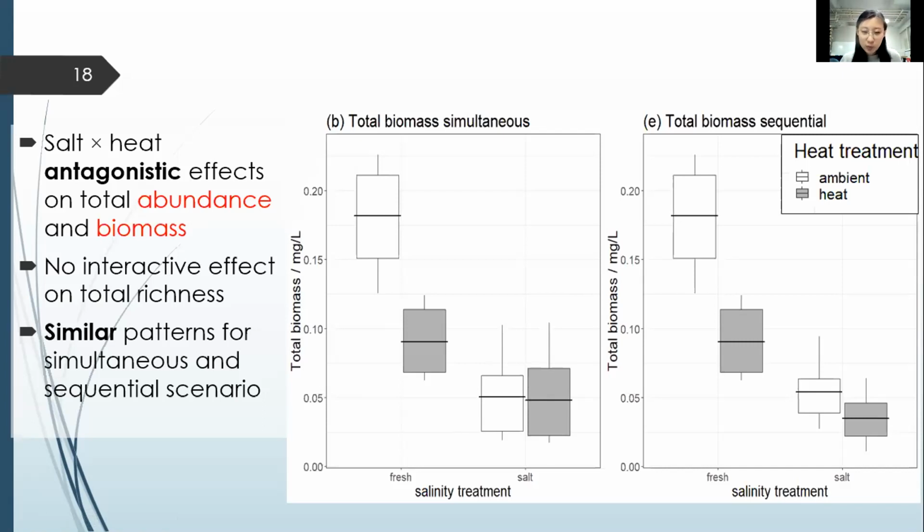And actually, before the experiments, we were expecting that when the two stressors were decoupled in time, the individuals would start to recover when the first stressor was removed. So the effect would be different from our simultaneous scenario. However, we didn't see that. And it's possible that although the two stressors were not applied at the same time in the sequential scenario, heating was started immediately after the removal of the salt treatment. So we didn't really give the community enough recovery time, and there was a legacy effect from the previous salt exposure.